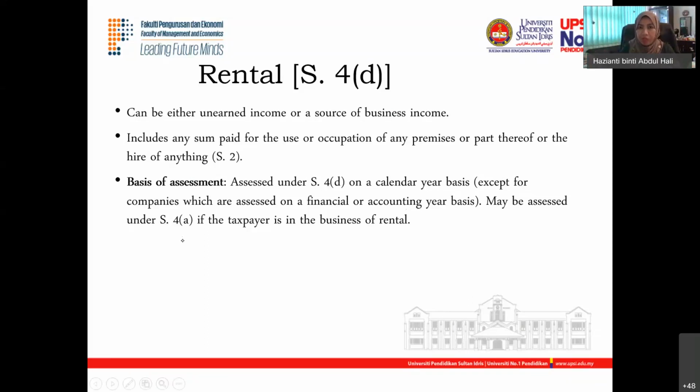Do not get confused, because under 4D, it's like you and me, we only have 1 or 2 houses and we don't actually maintain the house. We just do basic repairing. That is considered under section 4D. But if you have the whole building for yourself, you rent it out and you provide maintenance, you provide security guards, you provide a lot of things to the tenants, that is not rental income under 4D anymore. That will be under section 4A because it is your business. Okay, that is the difference.